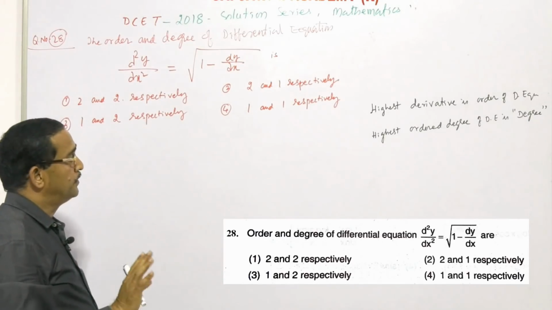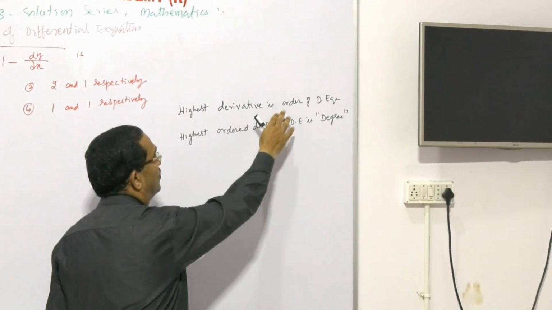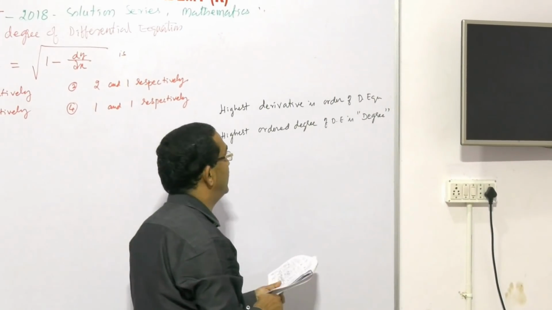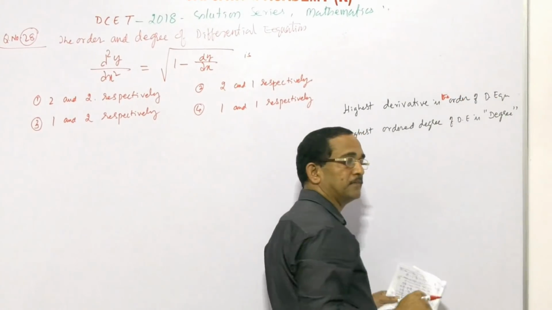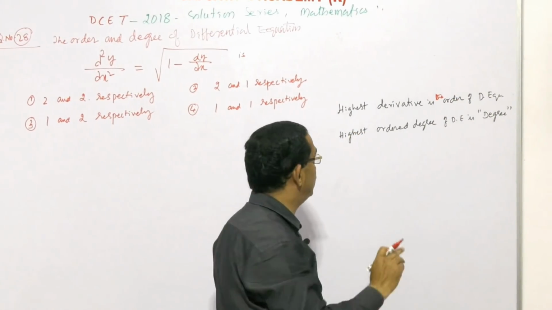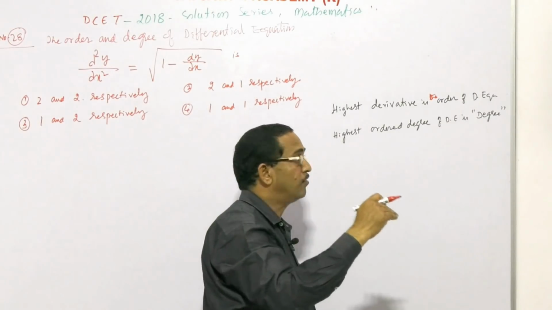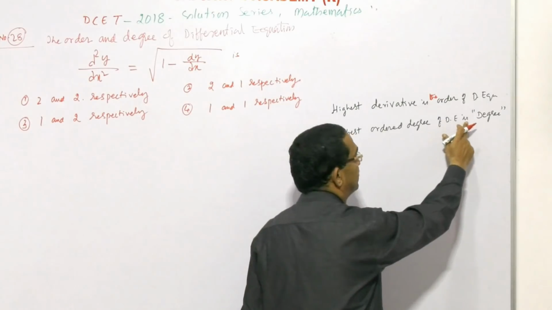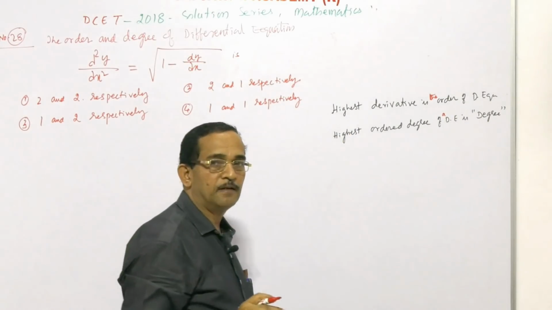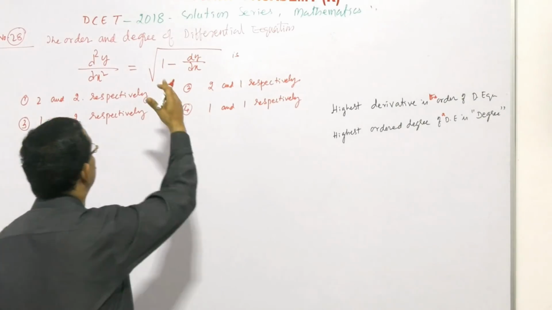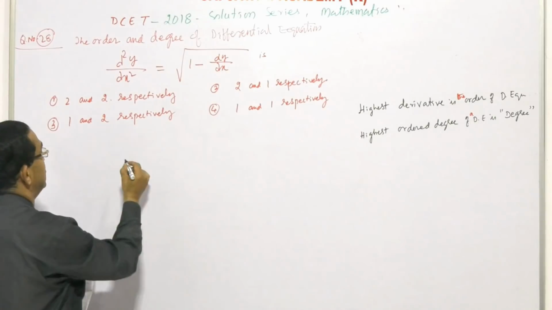So first of all, we are knowing the definition, that is highest derivative is the order of the differential equation. Highest derivative is the order of the differential equation. Okay, first point. The second point is the highest order degree of a differential equation is the degree of the differential equation. Okay, by knowing this part, so what is the given equation? Given equation is d squared y by dx squared.